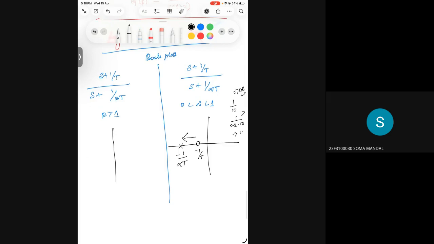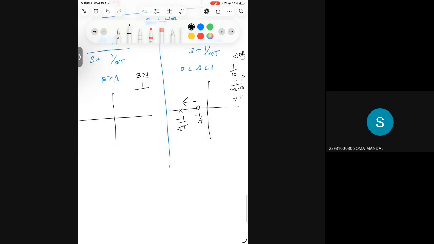Whereas if you see this, when I choose beta greater than 1 for the lag, the numerator is 1 by T. Let's take T equal to 10, again same. But if I choose beta equal to 2, then the pole will be 1 by 20, and this is 1 by 10. Then the pole will always be towards the right of your zero. Is it clear, or any doubt in this?